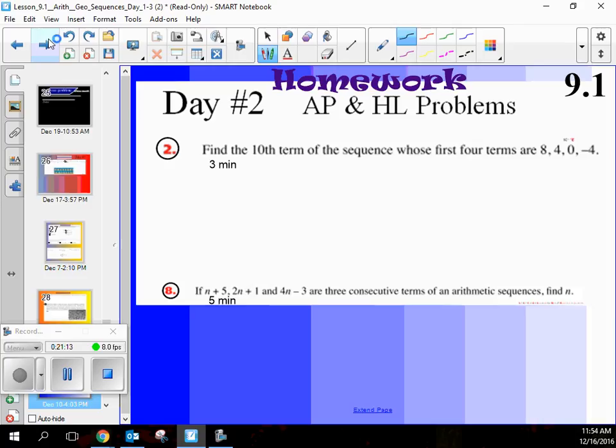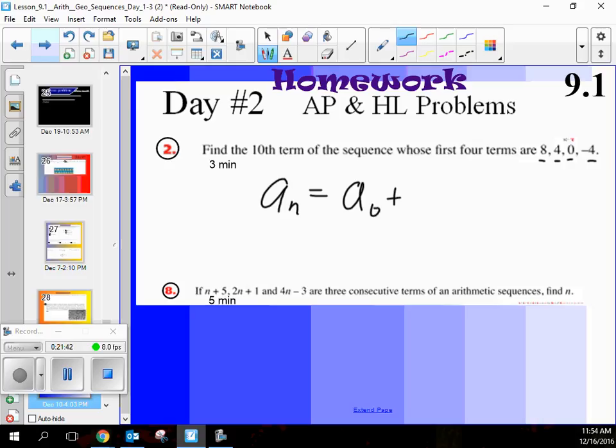Find the 10th term if the first 4 terms are that. And no, I don't want you to just figure out that it's going down by 4 each time and then keep subtracting 4 until you finally hit the 10th term. I want you to use the formula. It's going to be much better for you to think through, what is that formula again? Oh, it's going down 4. That's arithmetic, so that's this one, etc.